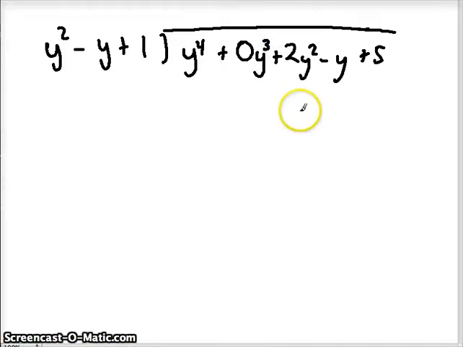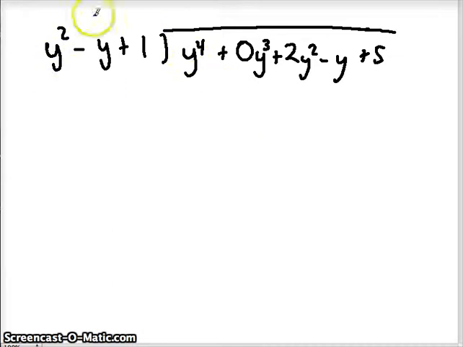And the reason why is because when we're doing the math, we need that placeholder. So let's see how it works out here. If you don't do it, you end up getting stuck, and you're probably going to be confused as to why. So if you're missing a power, always add that 0 coefficient there, and then everything should work out nicely.